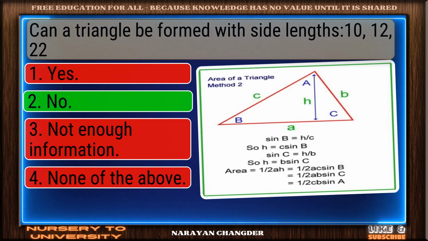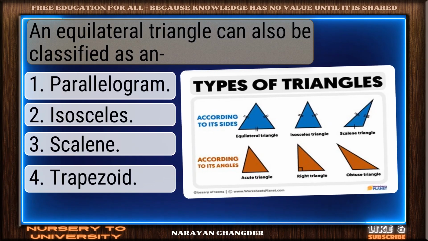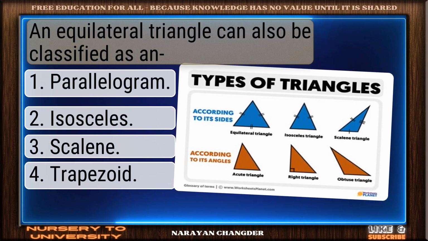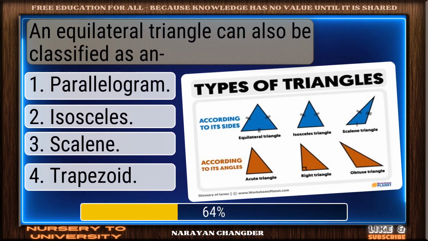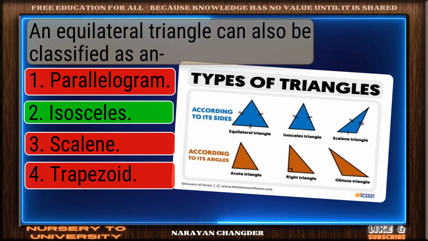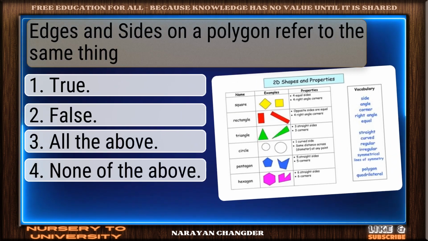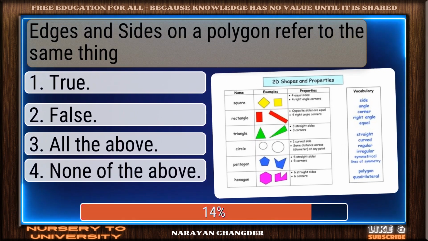Exactly. No makes sense, and it is the right choice. Question number 100. An equilateral triangle can also be classified as an... You got it. Your choice, isosceles, is right. Question number 101. Edges and sides on a polygon refer to the same thing.